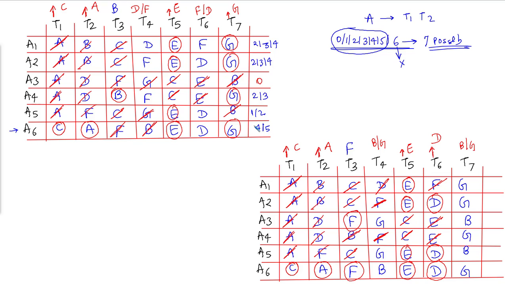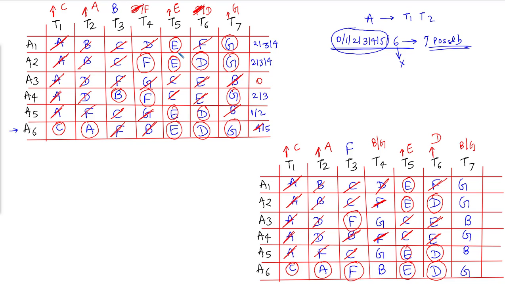It is possible when T6 is terrorist D. T6 has to be terrorist D then. Then terrorist 4 becomes F, and terrorist 6 becomes D.